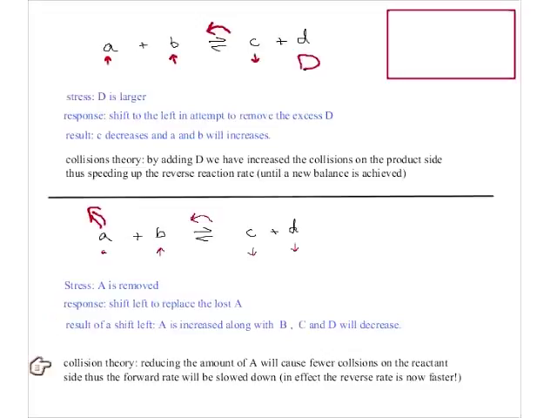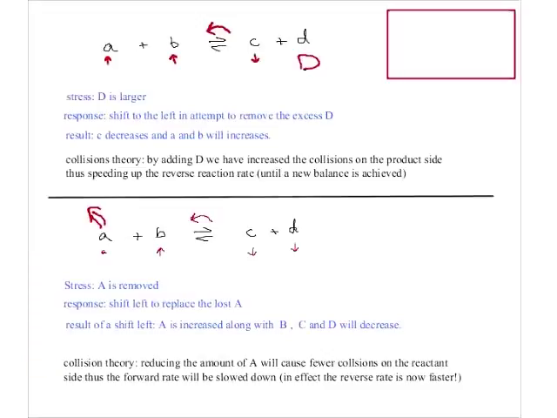Collision theory would say if we reduce the amount of A, we've got fewer collisions between A and B, so the forward rate of reaction slows down. And if the forward rate of reaction slows down, we didn't do anything to the reverse, did we? But if the forward rate slows down, then the reverse rate must be faster now, because they were once equal. Now I've slowed down the forward rate, so the reverse rate must be faster. It's going to start shifting backwards.